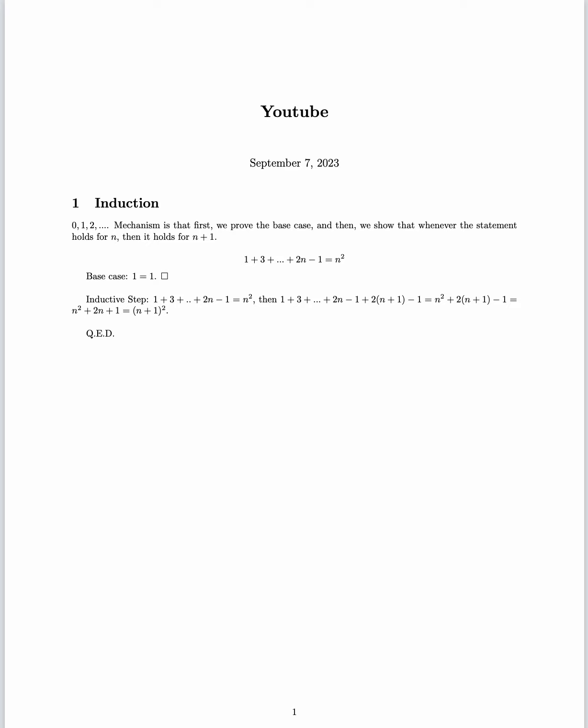Now, you might say, well, what's the specialty of induction? You can just do the sum of the first element plus the last element times the number of elements divided by 2. And what's the special of induction?